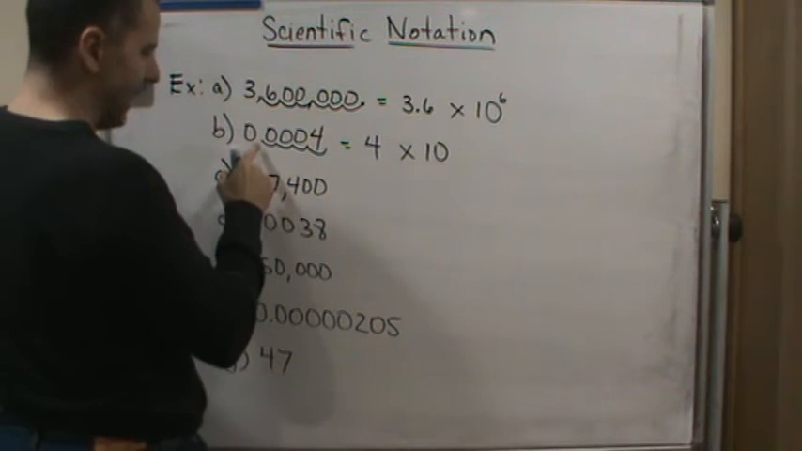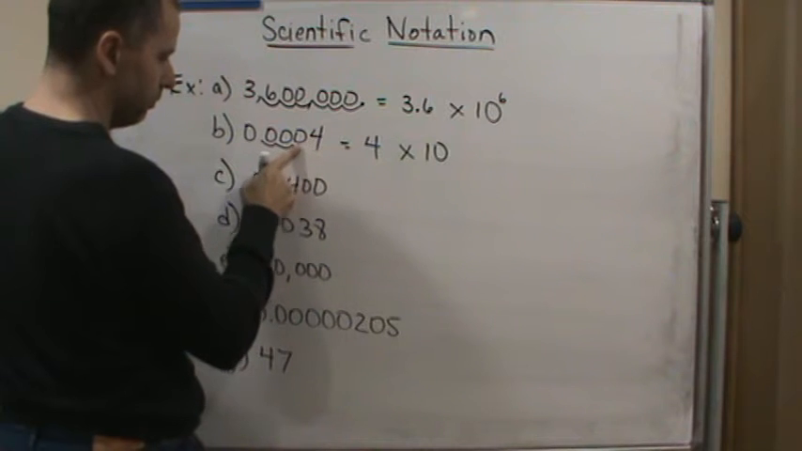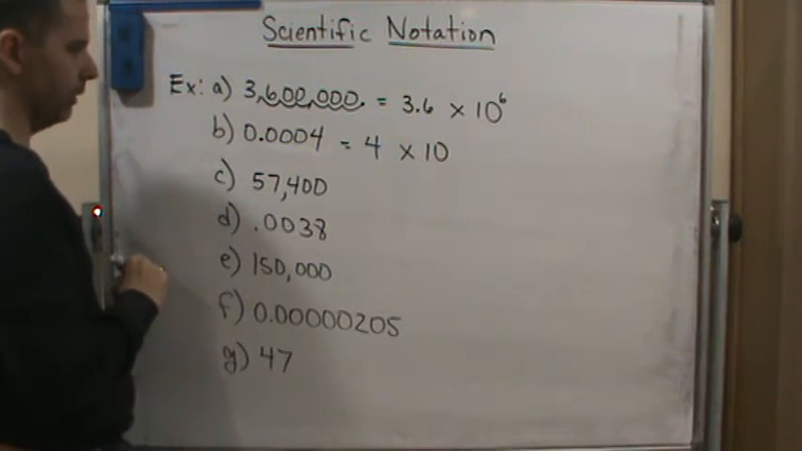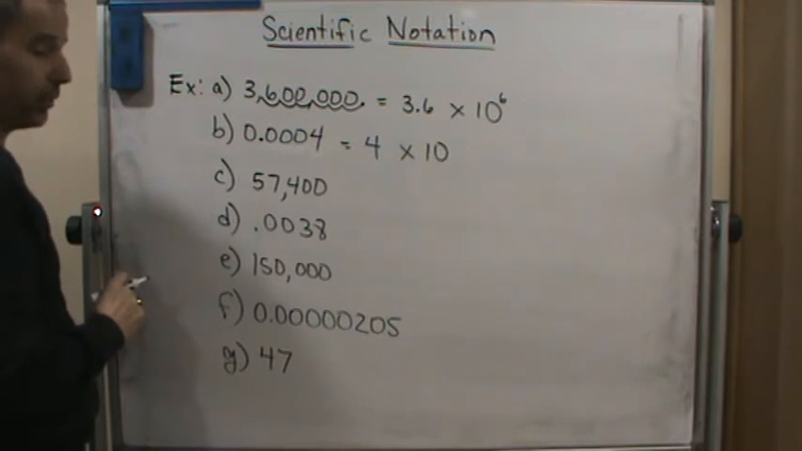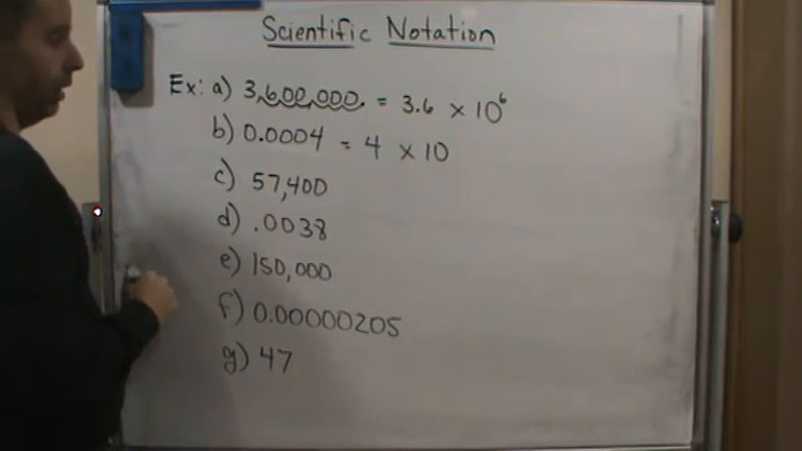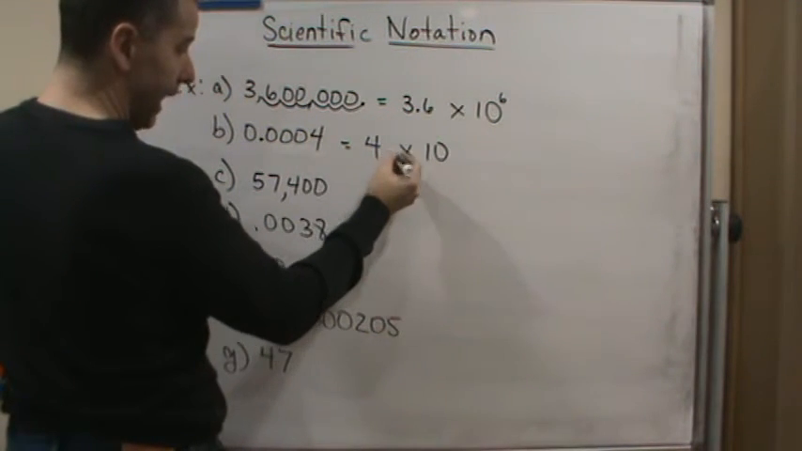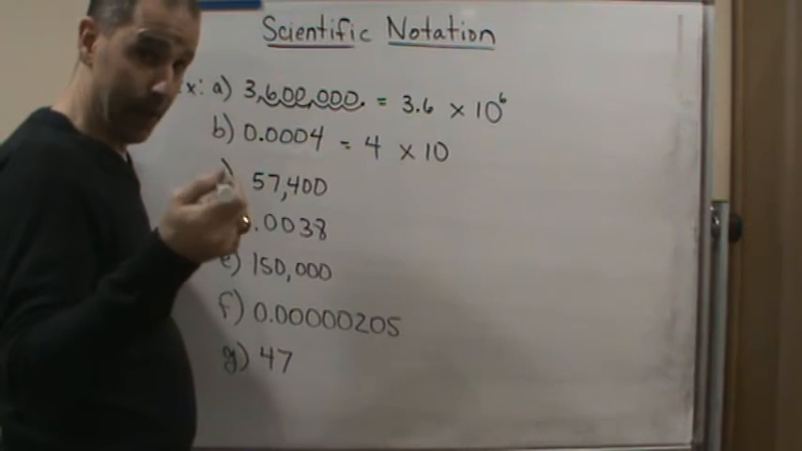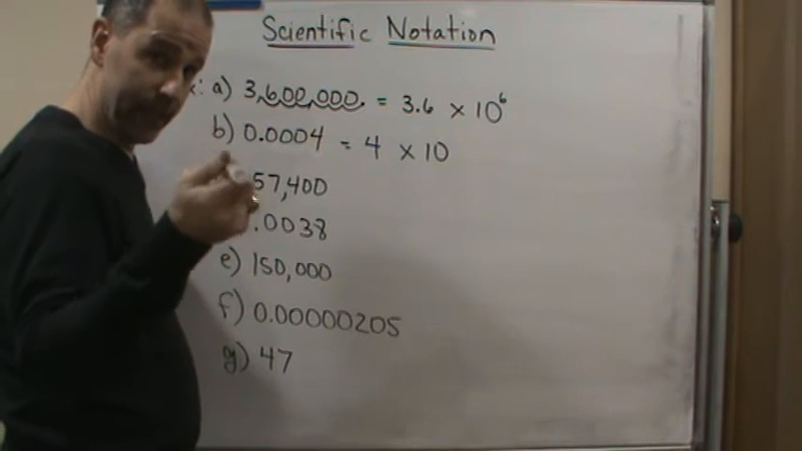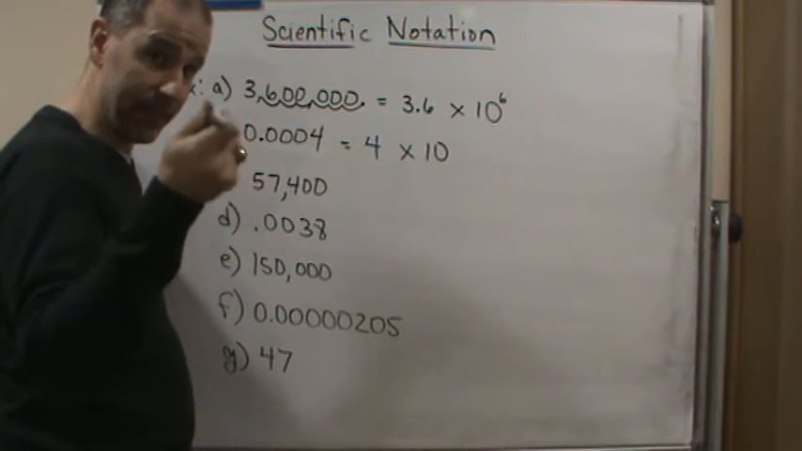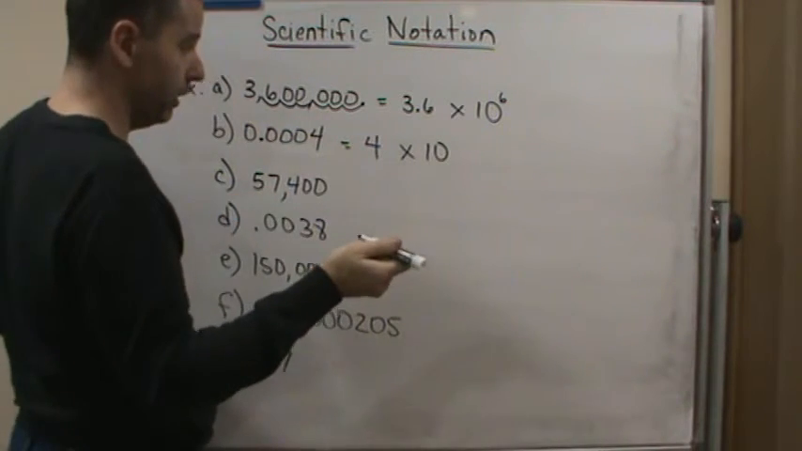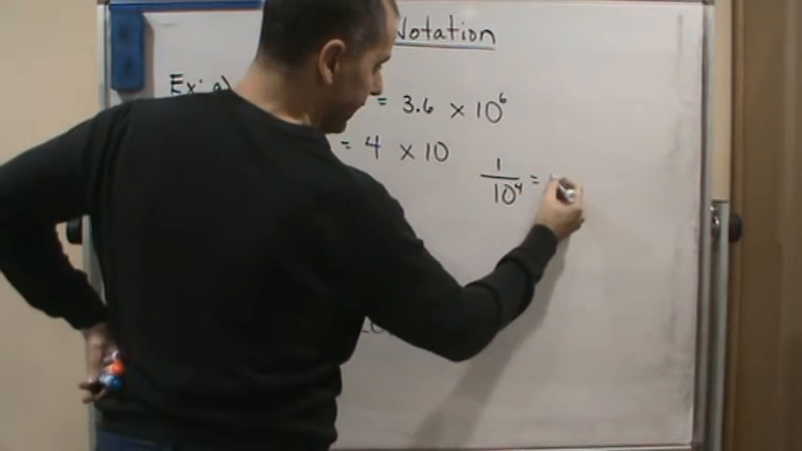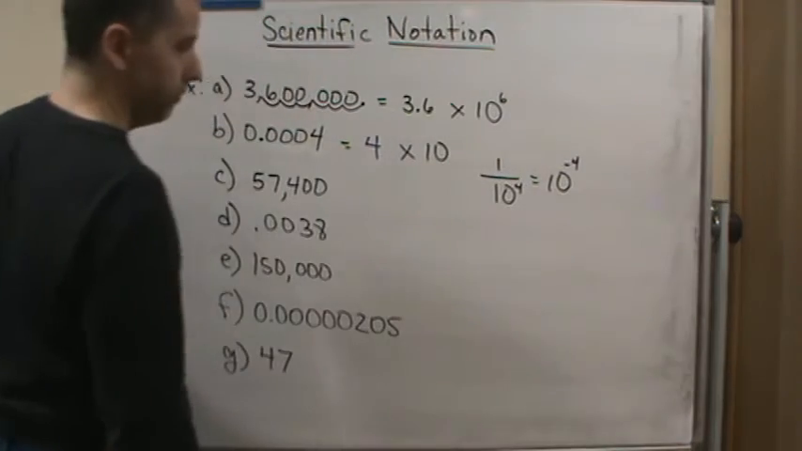Well, now, in this case, I'm dealing with a very small number, a number less than 1. So remember, if I start at 4 and I want to move the decimal point that way, what do I need to do? I need to divide by powers of 10. Well, remember, dividing by a power of 10 is the same as having a negative exponent, right? So if I have 1 over 10 to the 4th, that's equal to 10 to the negative 4th.